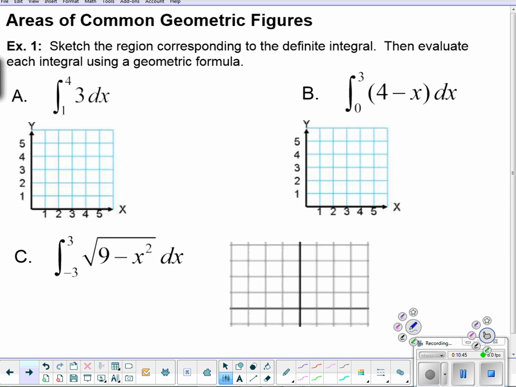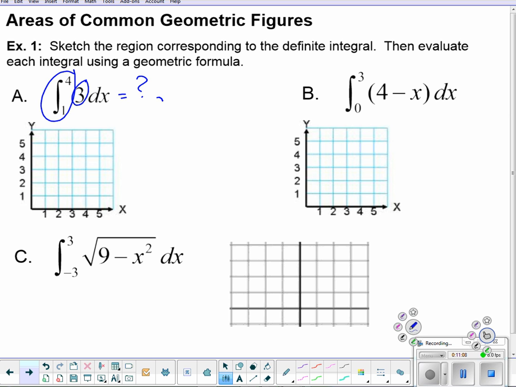So, enough background. Let's just get down and do this stuff. Sketch the region of the curve corresponding to the definite integral. Then evaluate each integral using a geometric formula. So they're introducing this in a very soft way of getting used to what this means, and then how I can evaluate it and come up with an answer.